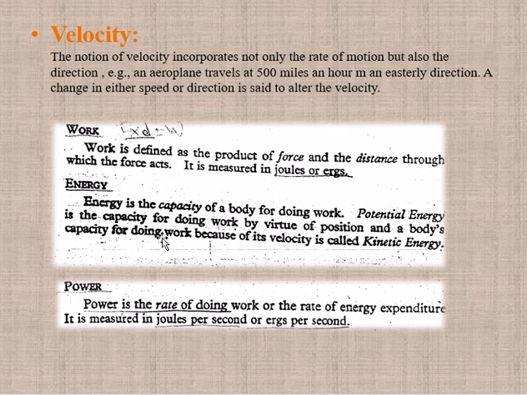Energy. Energy is the capacity of a body for doing work. It is further divided into two types. Potential energy is the capacity for doing work by virtue of position, and a body's capacity for doing work because of its velocity is called kinetic energy.